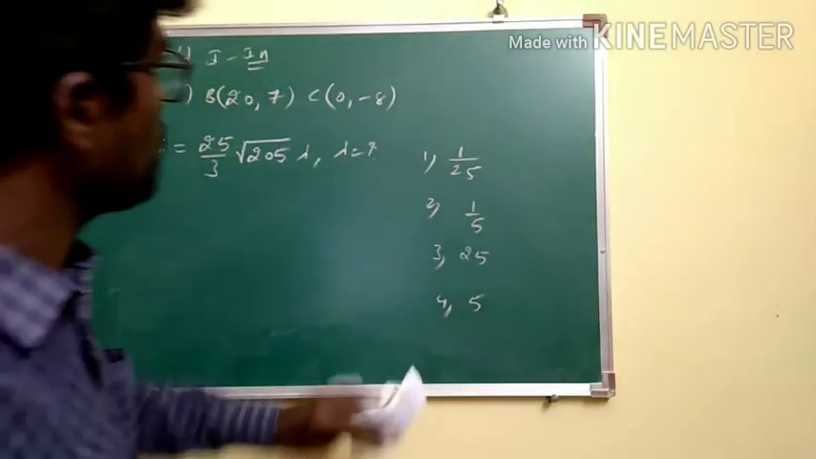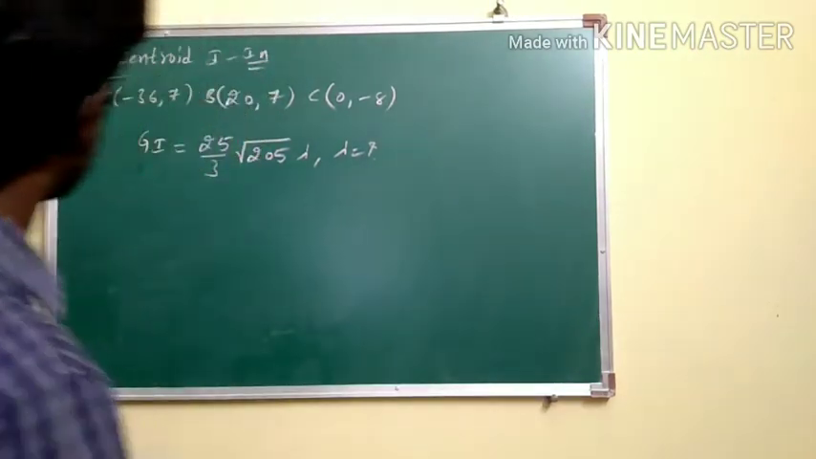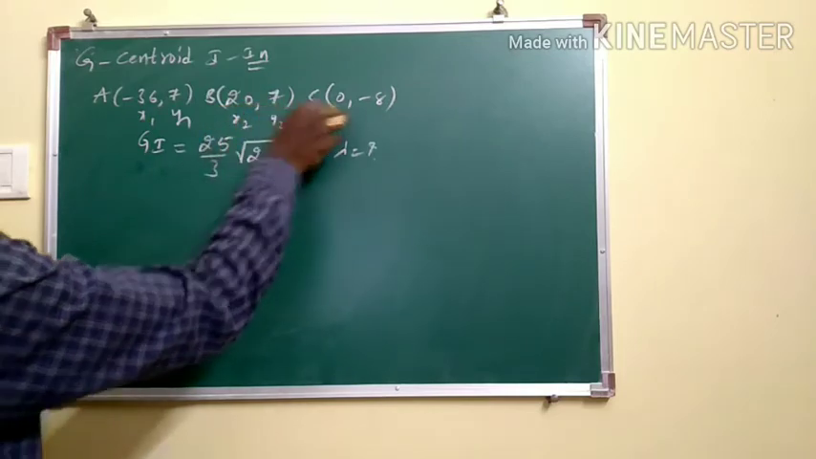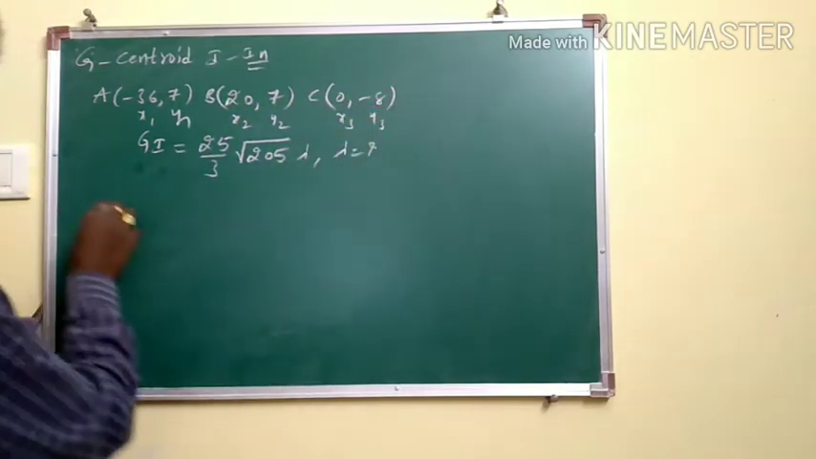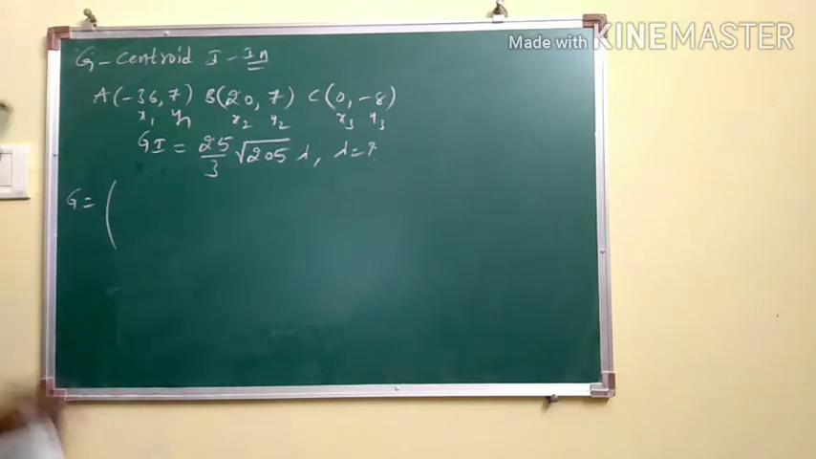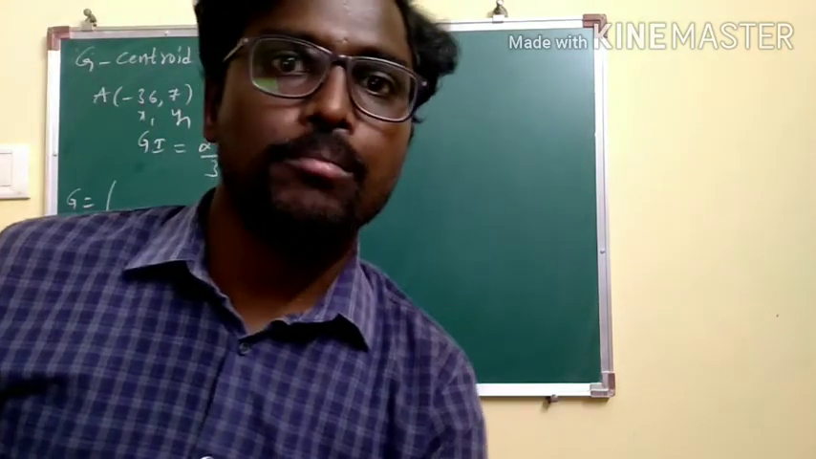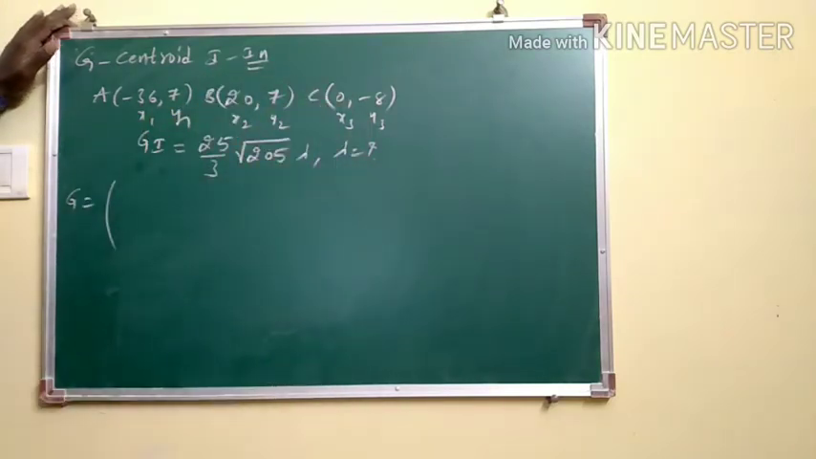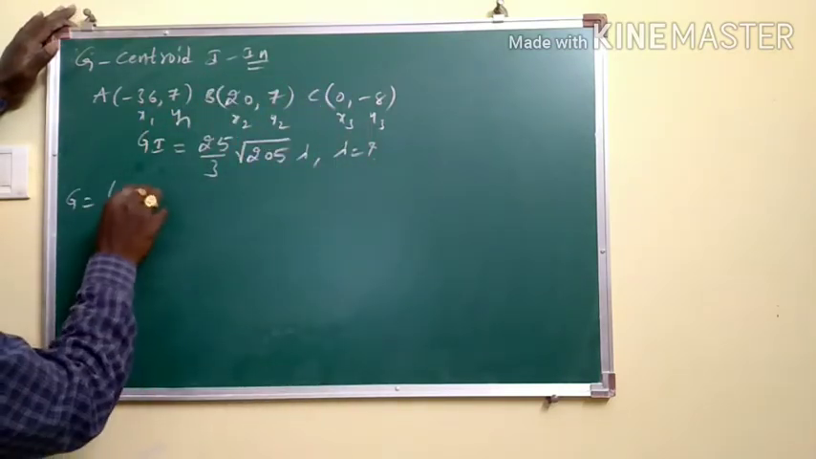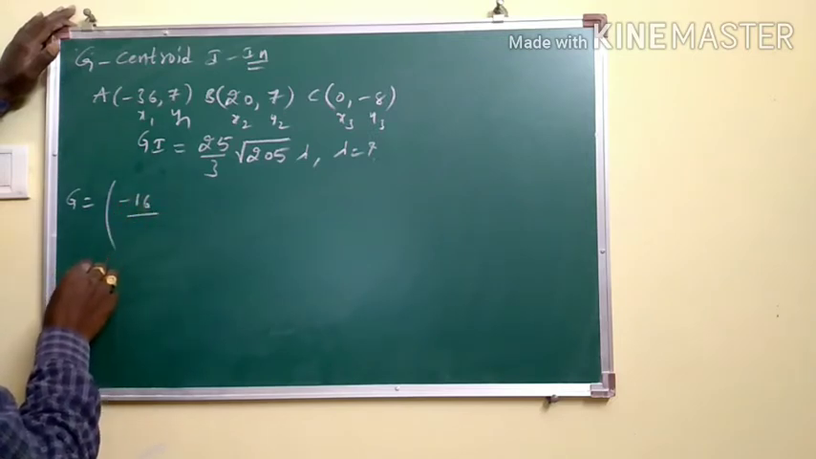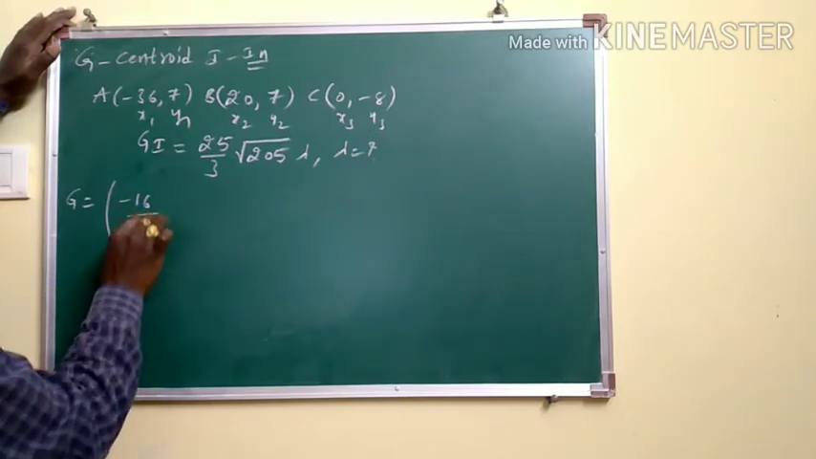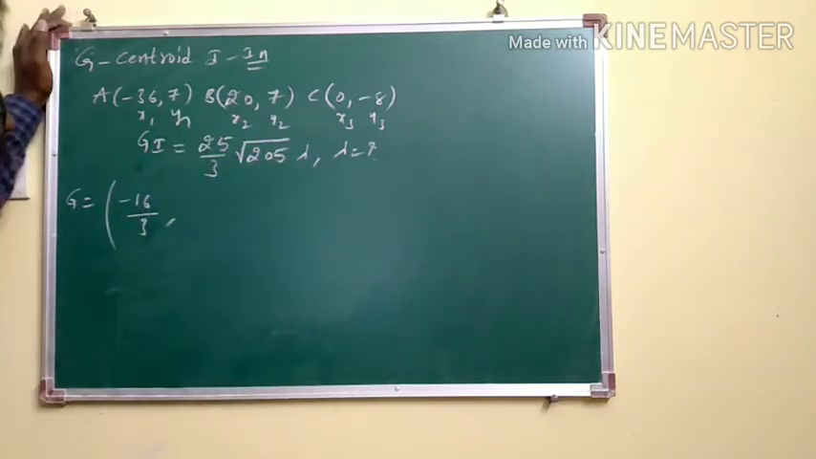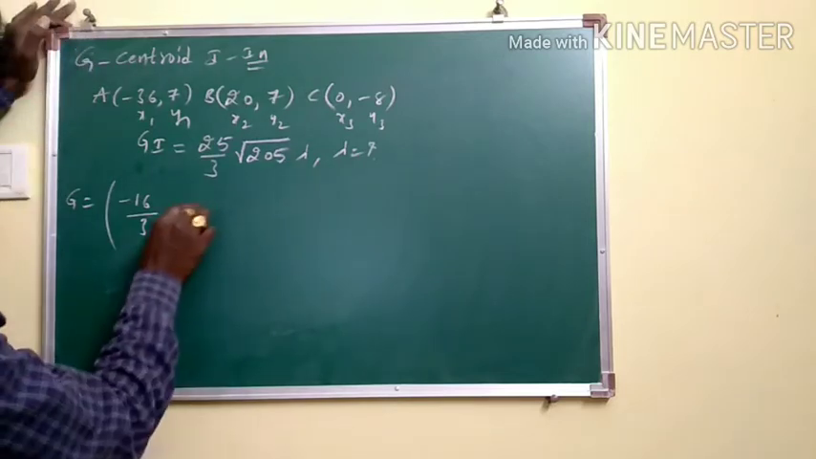I am just erasing these options here. Okay. What is the centroid? The centroid of the triangle is given by the sum of the x coordinates by 3 and the sum of the y coordinates by 3. What is the sum of the x coordinates? Minus 36 plus 20, minus 16. So minus 16 by 3, comma, the sum of the y coordinates, that is 7 plus 7, 14 minus 8, 6 by 3, 2.